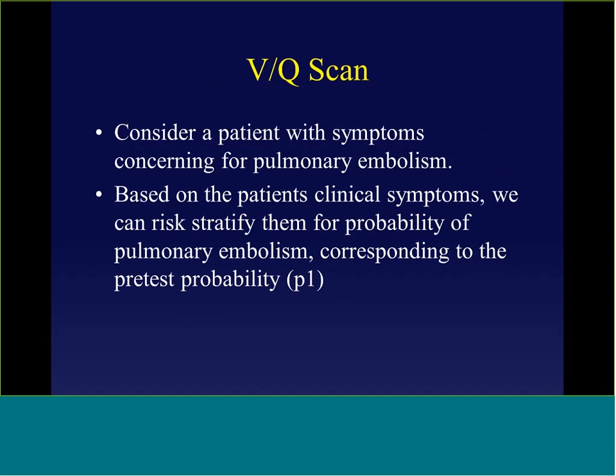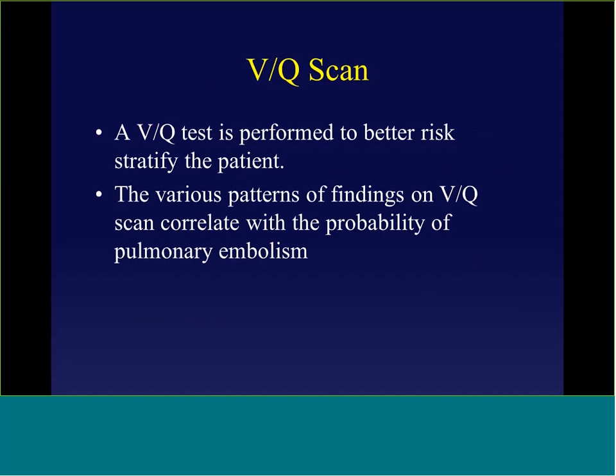So we'll consider a VQ scan. The way VQ scans are categorized actually differs a little bit depending on whether it's planar versus SPECT imaging, and we'll be going over those two different ways of studies in just a moment. So based on the clinical symptoms and signs, and also some other diagnostic testing such as D-dimer, you can risk stratify patients for the probability of pulmonary embolism, which would give us a pretest probability. The VQ test can be used to better stratify patients, and you can obtain a likelihood ratio from the VQ test depending on its results, and then compute a post-test probability of pulmonary embolism.